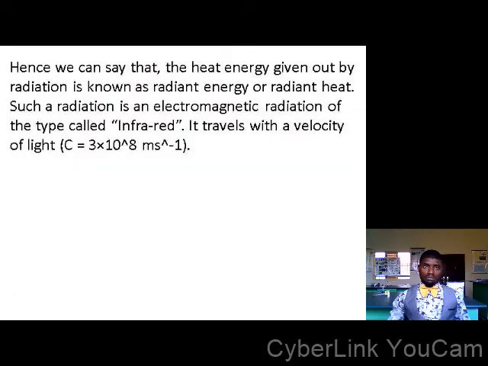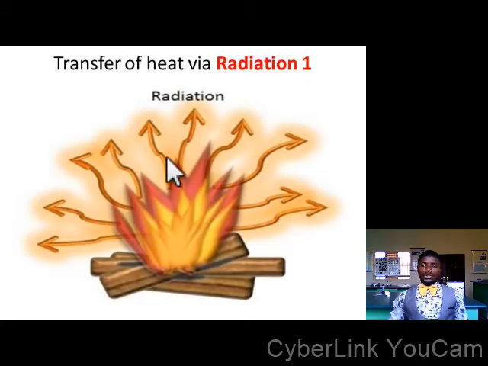So what do we mean? Hence, we can say that the heat energy given out by radiation is known as radiant heat, or radiant energy. If I were you, I would take note of this. Such a radiation is an electromagnetic radiation of the type called infrared. It travels with the velocity of light, 3 times 10 to the power 8 meters per second. So this is what I mean by radiation.